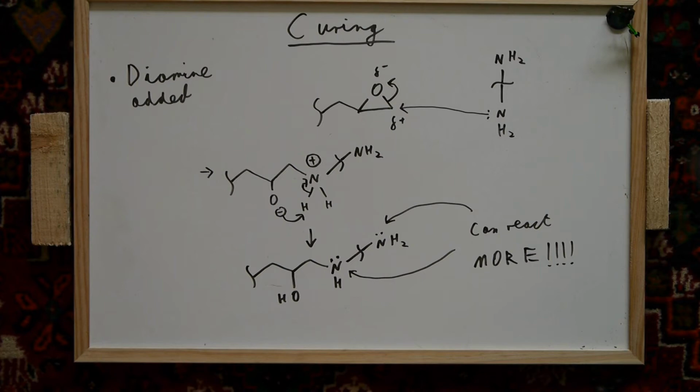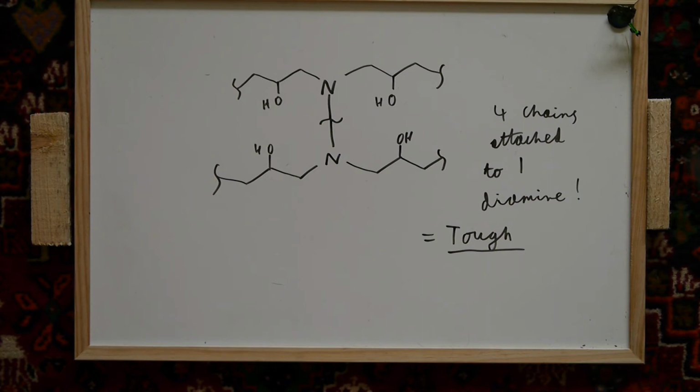But the diamine still has hydrogens it can give and lone pairs to donate, thus it can react more and create loads of branching between the polymers. The diamine acts as a cross-linker, connecting 4 different polymer chains, thus making a very tough polymer.